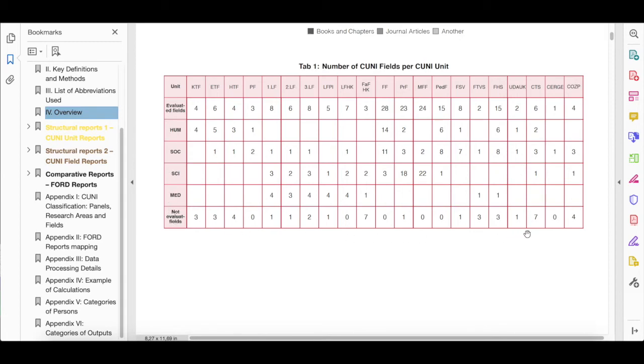shows the number of fields which are not required to be evaluated, despite the fact that units produce more than 1% of absolute counts of outputs in these fields. Bibliometric indicators used in the structural C-unit reports are available across both evaluated and non-evaluated C-unit fields.